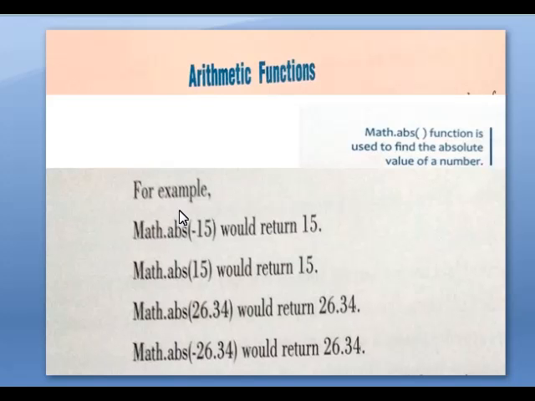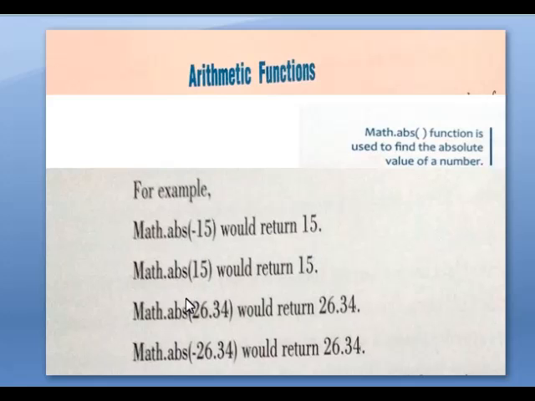So first one is arithmetic functions. For example, Math.abs, ABS means absolute. The Math.abs function is used to find the absolute value of a number. For example, Math.abs of minus 15. The absolute value is 15. It will not take the sign. Whether it is a positive number or a negative number, the answer should be positive.